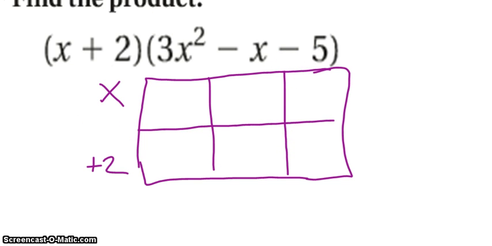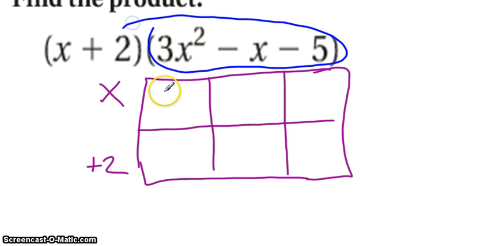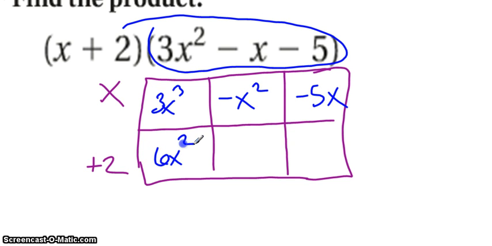Okay, fill it in. 3x squared times x. So I'm multiplying these guys right here. You get 3x cubed, negative x squared, negative 5x, 6x squared, negative 2x, and negative 10.